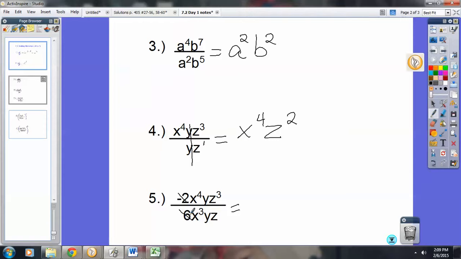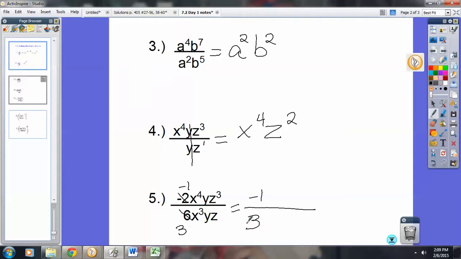2 goes into negative 2 negative 1 times, and 2 goes into 6 3 times. So we have negative 1 in the numerator and 3 in the denominator.